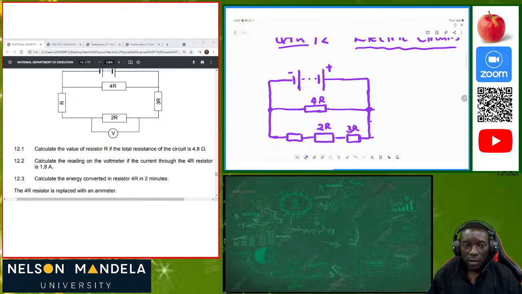So already, let's label those points. Let's say this is point A and this is point B. You can see that point A connects to the 4R resistor and connects to the 3R resistor. After the 3R comes the 2R. From the 2R comes the R, and the R connects to B, joining again to the 4R resistor. So we have not really changed the orientation of that circuit.